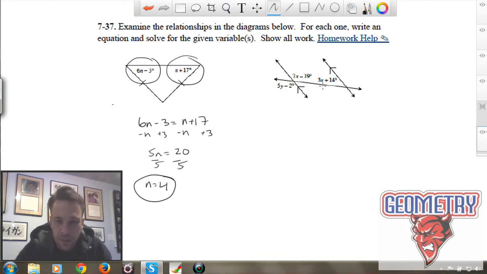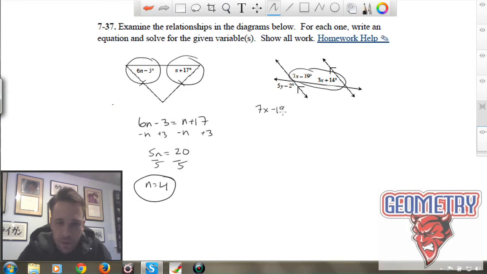In this particular one, we got two variables. We have x there and there, and we have y there. So probably most of us look at this right away and notice the vertical angles and say those two are equal, and you're right, those two are equal, but we're going to have trouble finding anything if we set those equal to each other because we have two variables. So we're going to have to start with these two angles, which I know are supplementary. Those add together to be 180.